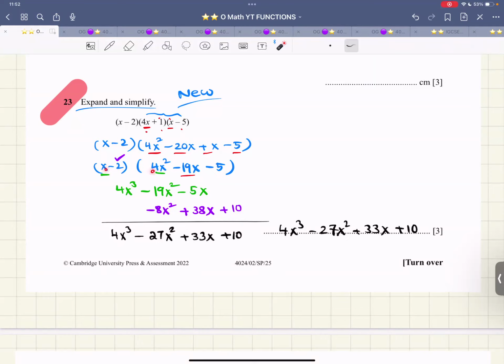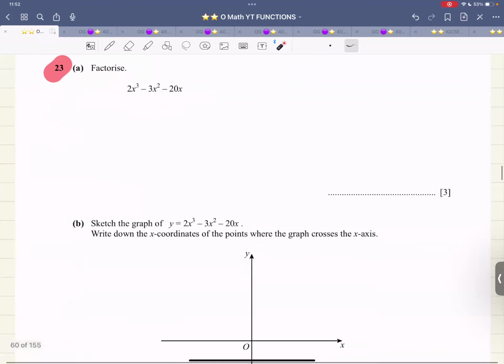So x into 4, that's 4x cubed. X into negative 19, negative 19x square, negative 5x. The signs are good. Negative 2 into 4, negative 8. Negative 2 into negative 19 plus. Negative 2 into negative 5 plus. This thing is there. This thing is subtracted. This thing is added. And this thing is there. This is all good, all clear.